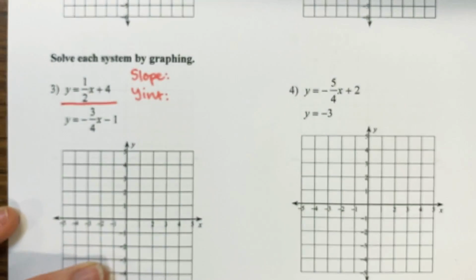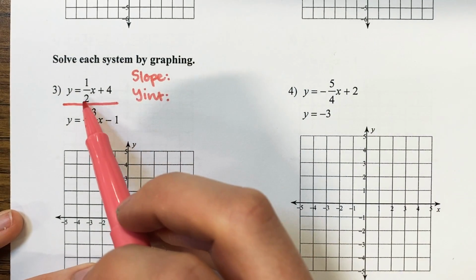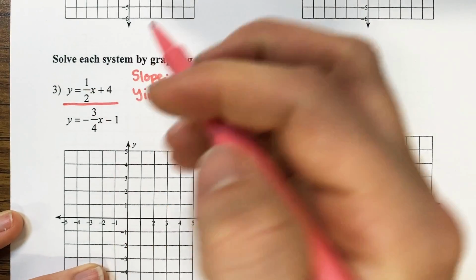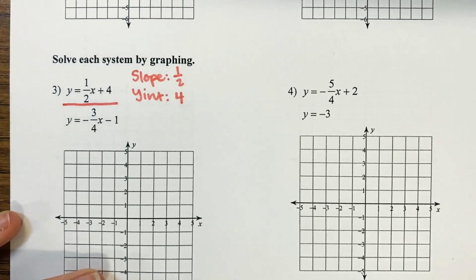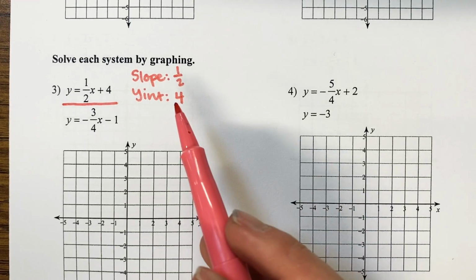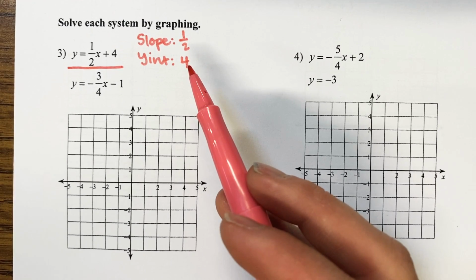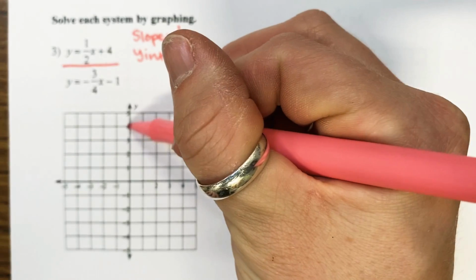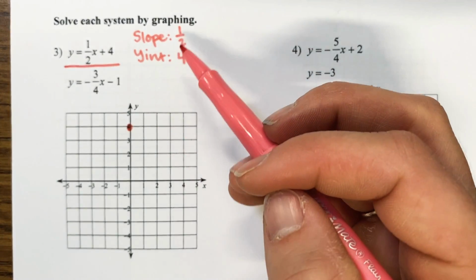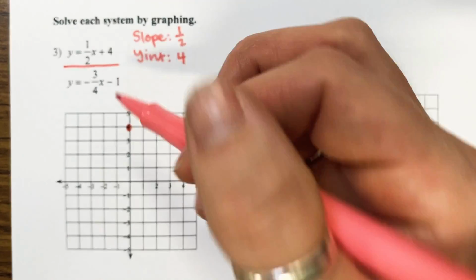My slope and y-intercept for my pink line. My slope is in front of my x, so 1/2. And my y-intercept is 4. So let's go ahead and just graph our pink line first. We're going to start with our y-intercept, so +4. First point at +4. Then my slope is up 1 and over 2, rise over run.